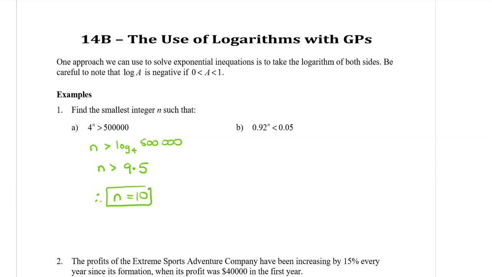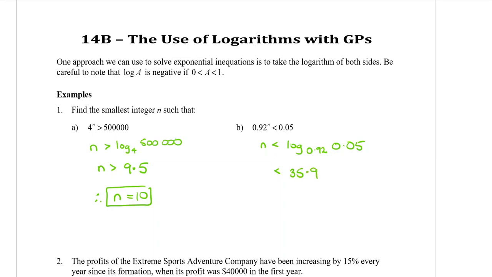Okay? Let's do that again. So we're going to keep the n over on the left, slide the base across to be log base 0.92 of 0.05, and then you can put that in your calculator. Life is so much easier for you guys with these new ones, isn't it? Don't even have to do a change of base. What do you get?